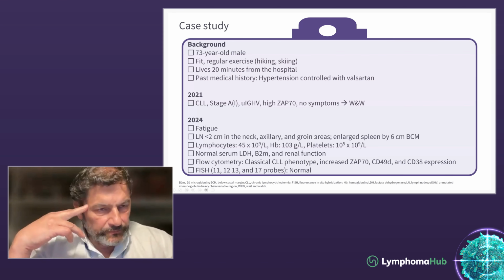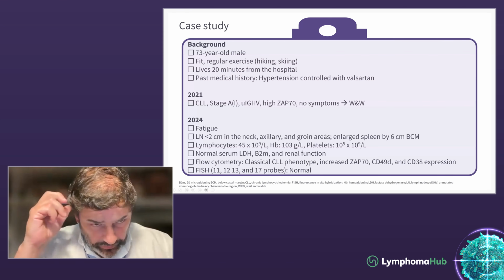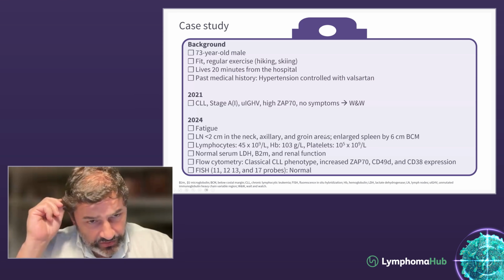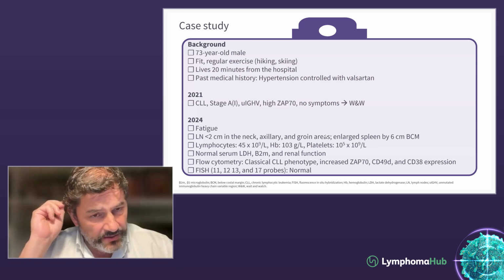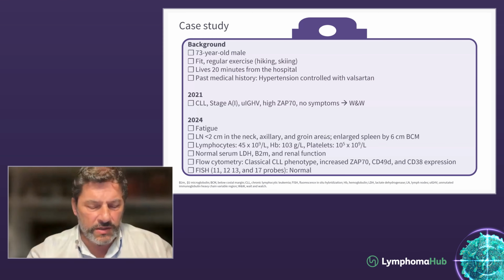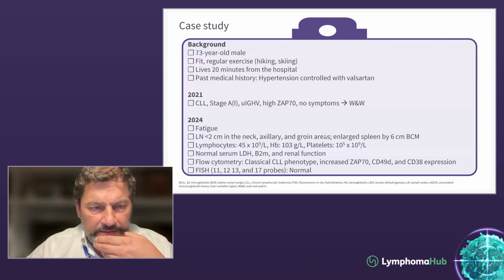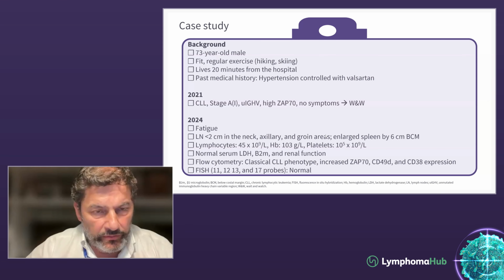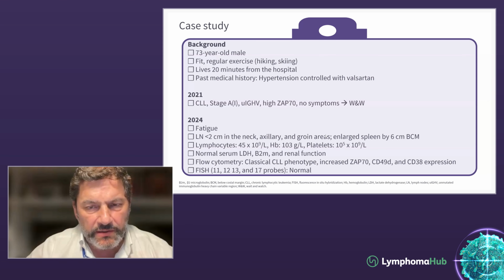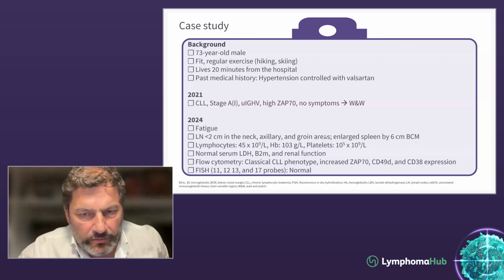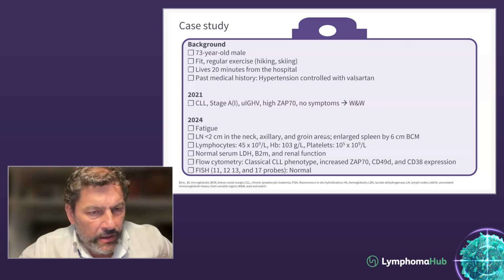So in 2021, he was diagnosed with CLL, early stage, unmutated IGHV, high subset expression, no symptoms, and the patient was followed without therapy. And 3 years later, the patient complained of fatigue. Physical examination disclosed lymph nodes, quite small, but in all the areas, and then a large spleen, 6 centimeters below the costal margin.